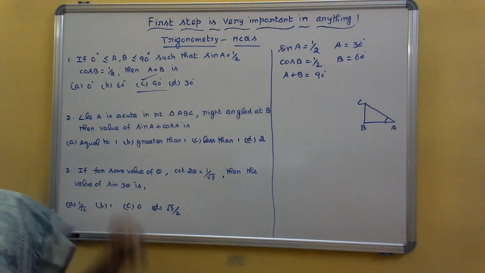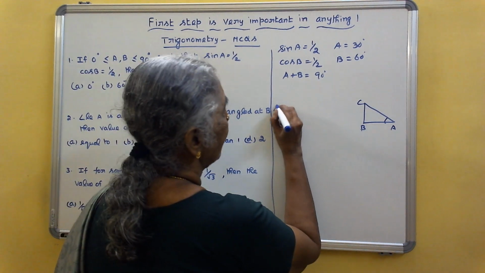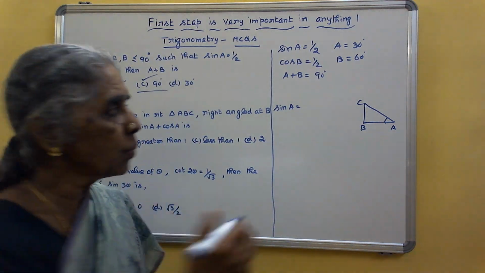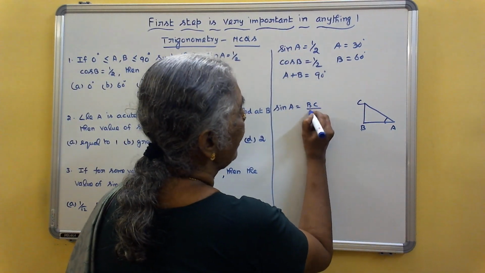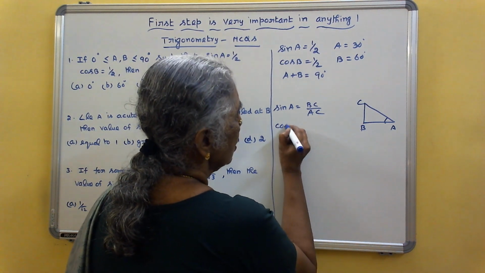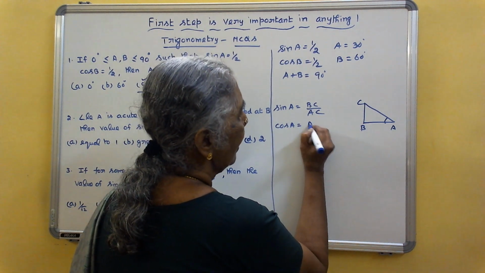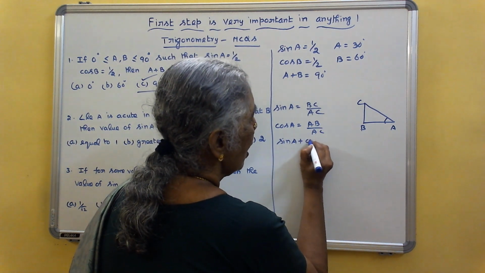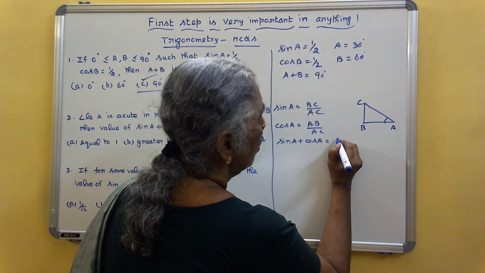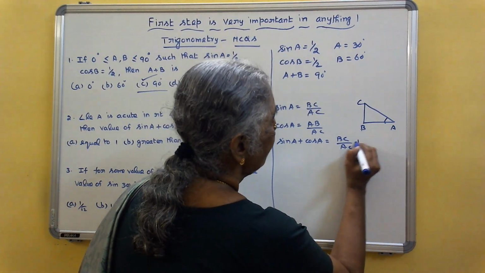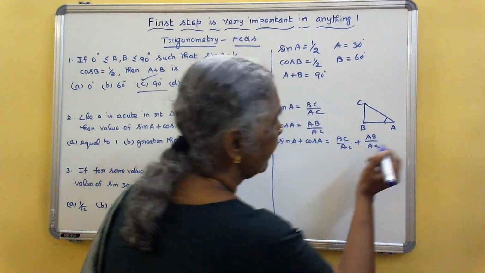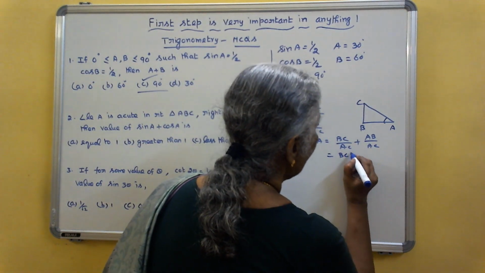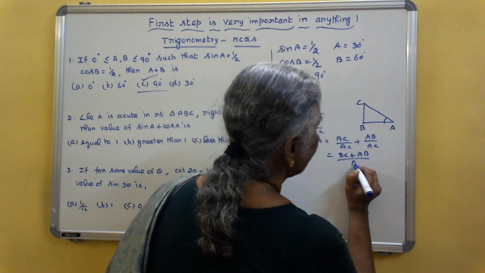Now we want sin A plus cos A. From the figure, sin A will be opposite side by hypotenuse, so you will get BC by AC. Okay. Cos A, from the figure, will be AB by AC. You want sin A plus cos A. So, we will get BC by AC plus AB by AC. See, the denominator is the same, okay? So, we can write it as BC plus AB by AC.